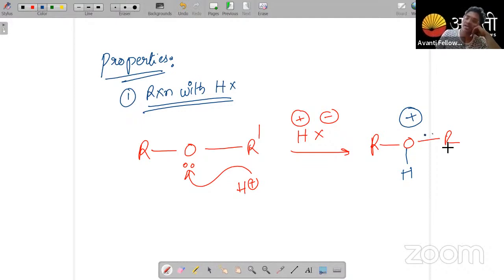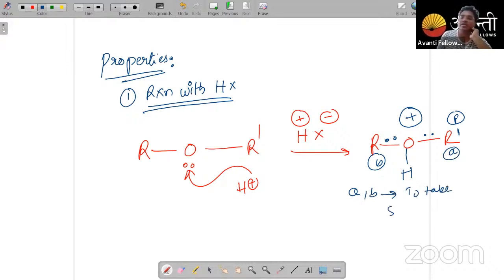So now it will try to take the electron. Let's suppose this is R dash. This is A and B. So there is a shared pair of electrons between O and R, and O and R dash. Now which shared pair of electrons will it take? To take the shared pair of electrons, whether from A or B, can be decided by carbocation stability.